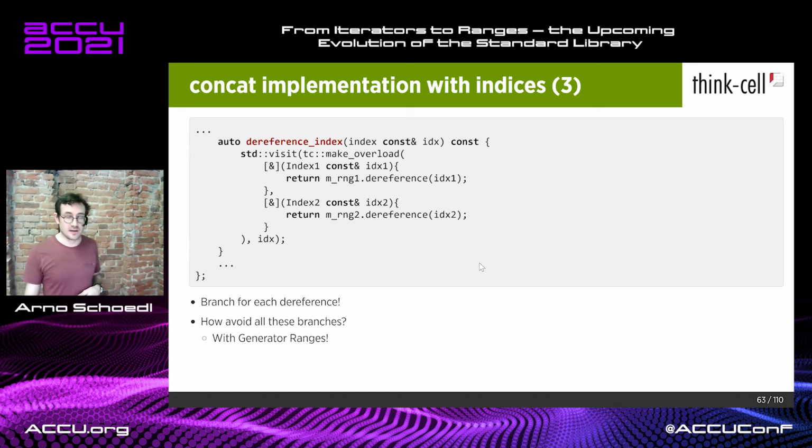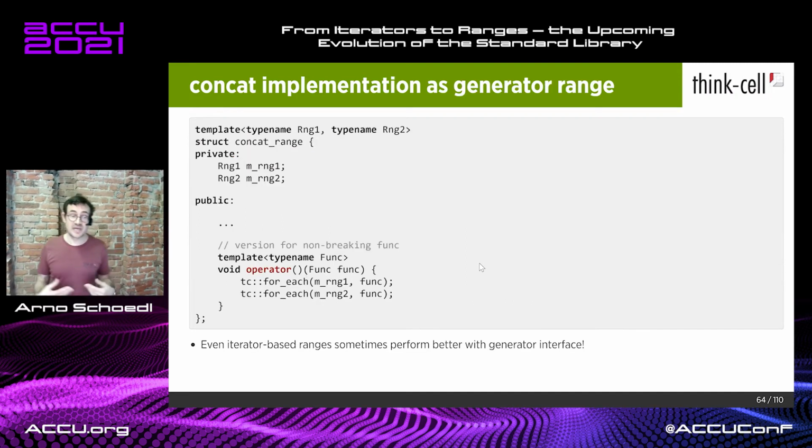Well, with generator ranges, it becomes so simple. You just have an enumeration function. That enumeration function will just call for each on these two ranges in sequence. And then you're done.